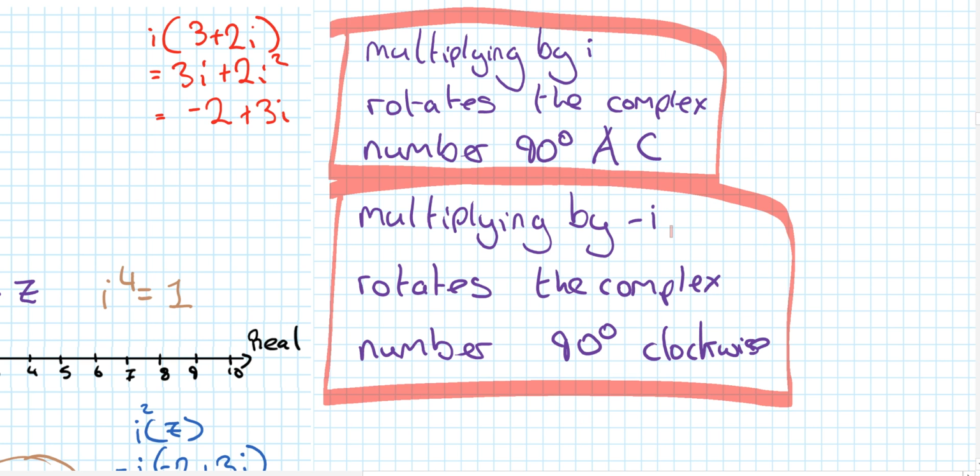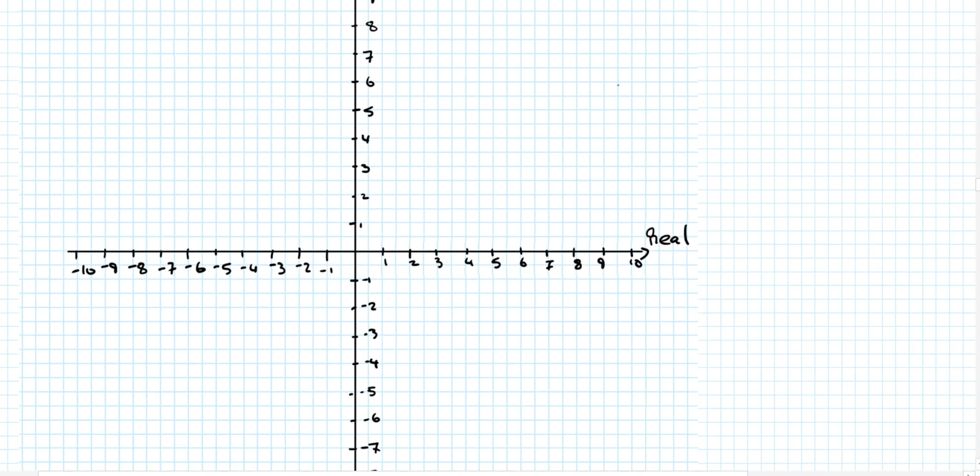The modulus stays the same. The modulus will change if you were to multiply by a real number, and I'll show you one quick example of that. If you were to take any complex number, let's say Z1 is equal to 2 plus 2i. Its modulus, the modulus of Z1, is the square root of 8, which is 2 root 2. So the length here is 2 root 2.